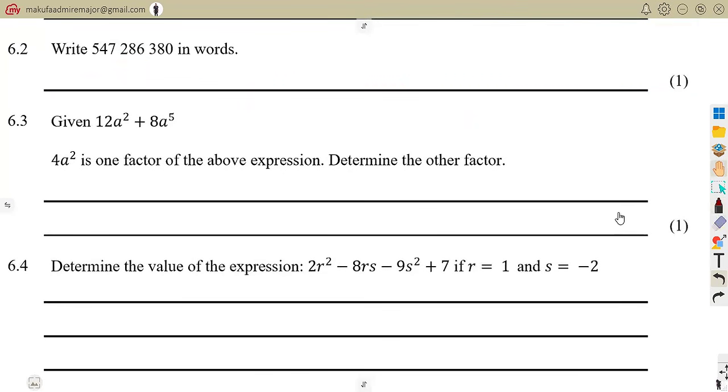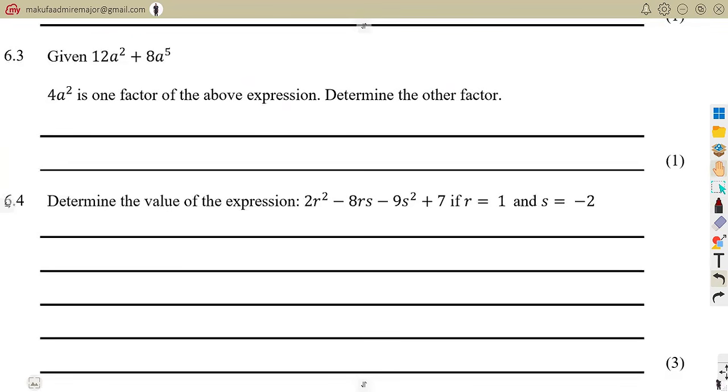All right. Consider the other question. Given 12a to the exponent of 2 plus 8a to the exponent of 5, we are given that 4a squared is one of the factors of the above expression. Determine the other factor. It's just like you're given 6, and they're saying 2 is a factor of 6. Find the other by dividing by 2, which is what? 3. So 3 is another factor. So even with expressions, you just have to divide. This is a factor, so the other factor is simply going to be a division.